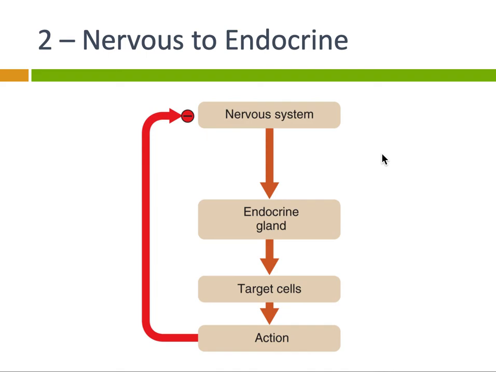Next, we have nervous to endocrine. So the second way that the endocrine system can be regulated is by the nervous system getting involved. So here you'll have your endocrine gland, which releases hormones, which reach target cells, which cause some sort of action. And this is going to be regulated by the nervous system. So the nervous system will tell the endocrine gland that it needs to release the hormone, and then that's when it'll be released.